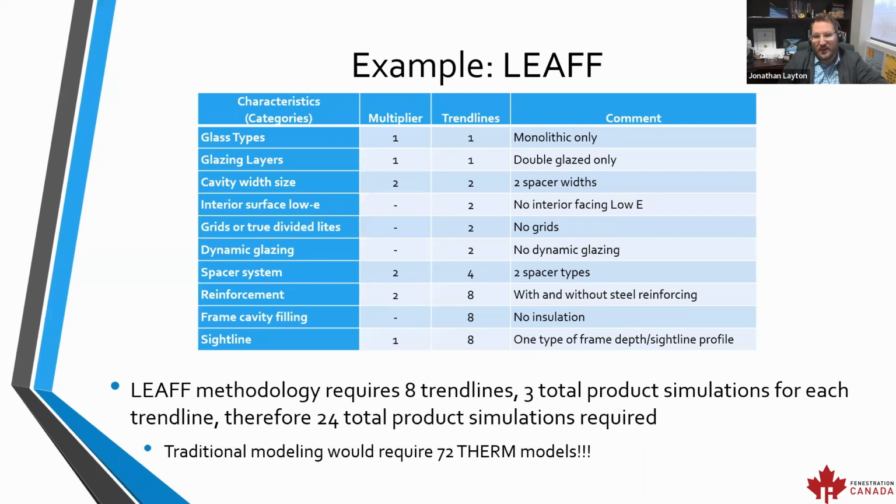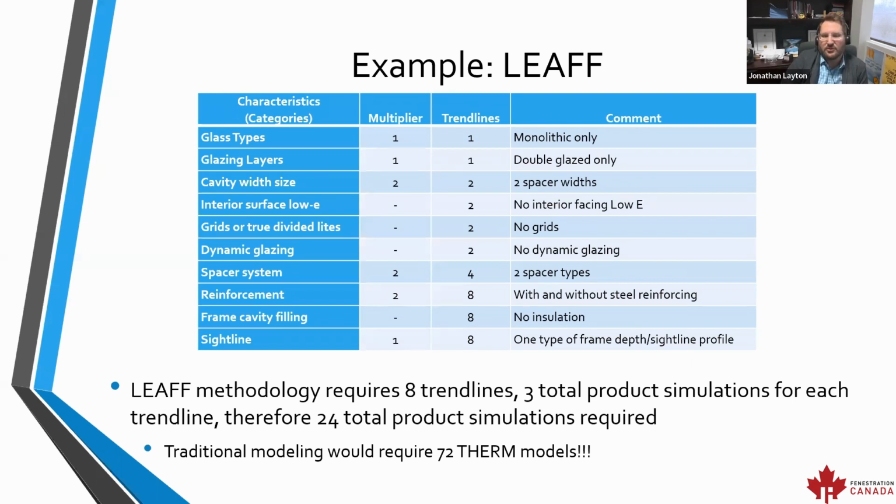And so here's a really good example. I'm sure Taylor, you touched on traditional modeling. We have to model every single variable, even if it's the same frame. If they're going to use reinforced, we have to model that, and the one that's not. So here's an example of why trend lines can be useful and helpful. Before, as we said, you have to simulate with an IGU that's a midpoint, one of the lowest, one of the highest performing.